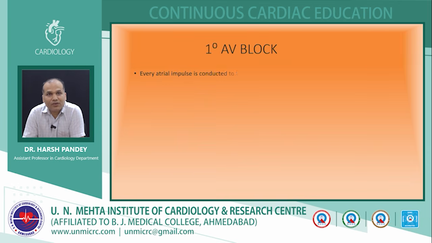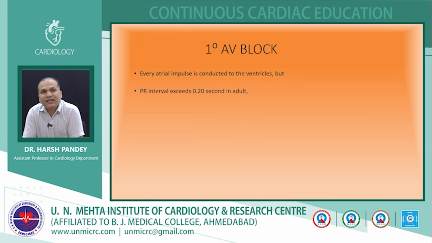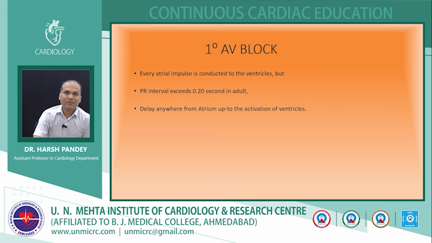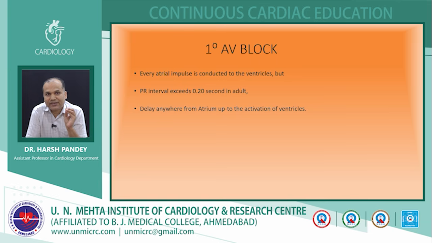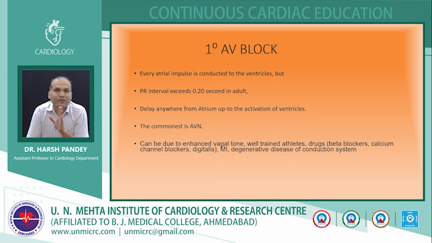So first degree AV block: here every atrial impulse is conducted to the ventricle, but the PR interval exceeds 200 milliseconds in adults. The delay can be anywhere from the atrium up to the activation of the ventricles. The commonest level of block in first degree block is the AV node, though it can be anywhere from the atrium to the ventricle.